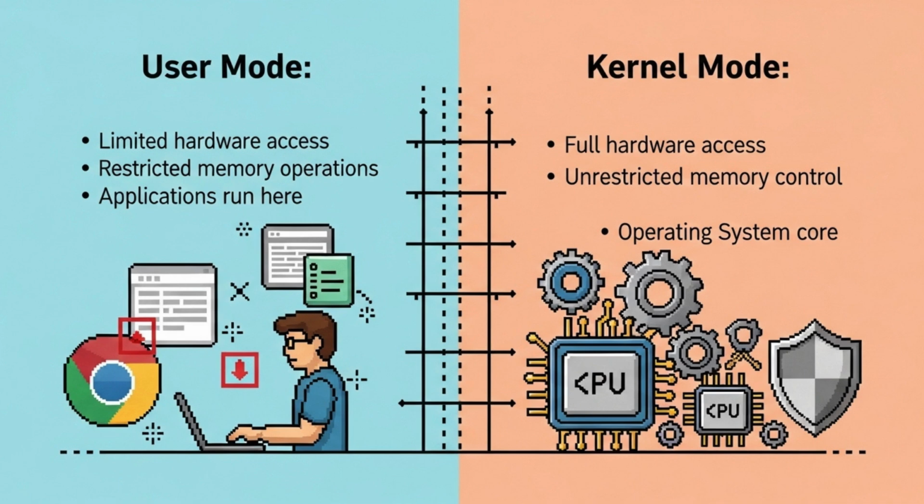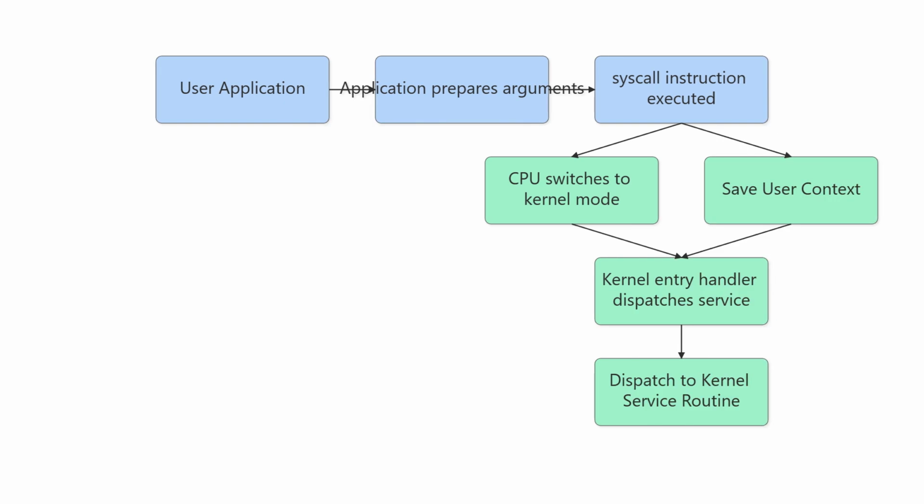Kernel mode, on the other hand, is the operating system's inner sanctum. It has full, unrestricted access to all hardware and memory. This is where the OS performs vital tasks like managing processes, memory, and I/O operations. When your application needs to do something privileged, like reading a file from disk or allocating more memory, it can't just do it itself. It needs to ask the kernel for help, and that's precisely where the syscall instruction comes in. It's the secure, controlled gateway to the kernel's power.